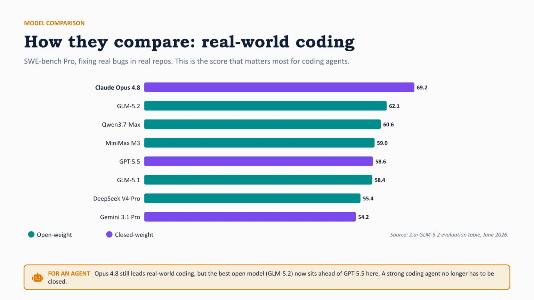Comparing real-world coding. On SWE Bench Pro, fixing real bugs in real repositories, Claude Opus 4.8 still leads at the front, but the striking result is that GLM-5.2, an open model you can download and run yourself, lands above GPT-5.5 on this test. That is the big shift in the race. A strong coding agent no longer has to be closed. The open frontier is genuinely competitive on the score that matters most for coding.